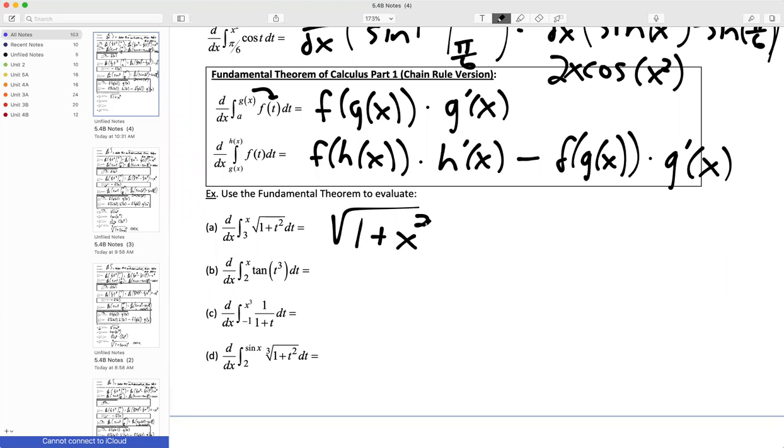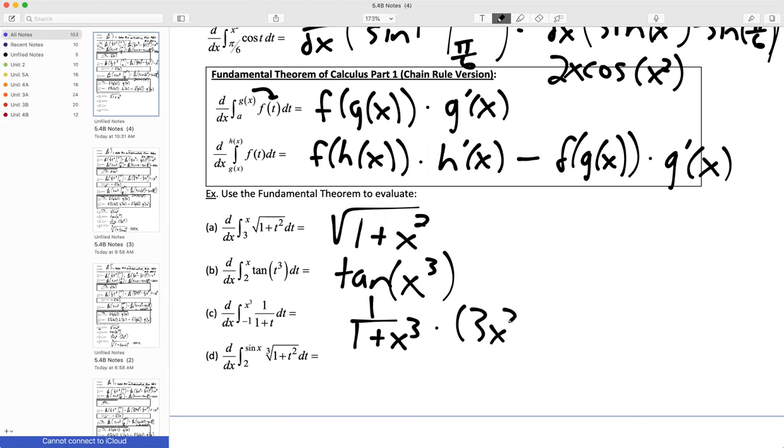The same thing. Wait, no, it's not. I plug in the x. And the derivative of x is just 1, right? So that doesn't change it. Okay, the next one though, the derivative is not 1. So I plug in x cubed. I've got 1 over 1 plus x cubed, and then times 3x squared.